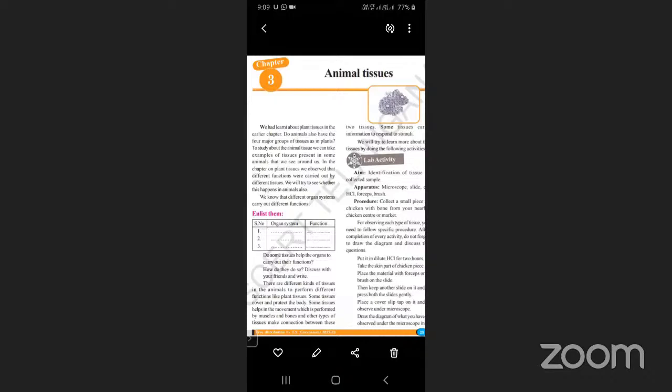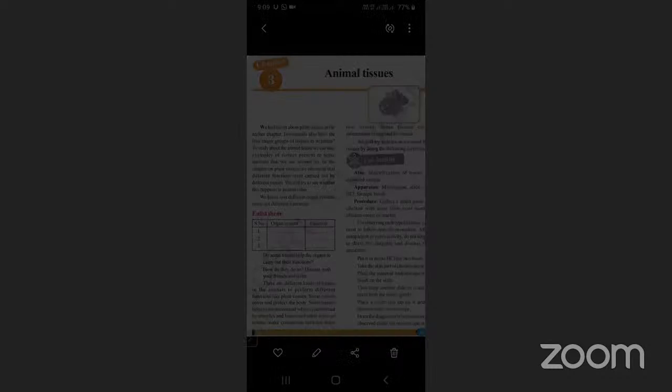Now here is given one box, with serial numbers 1, 2, 3, and in one column the organ system is there, in another column the function is there. So here we have different types of organ systems.